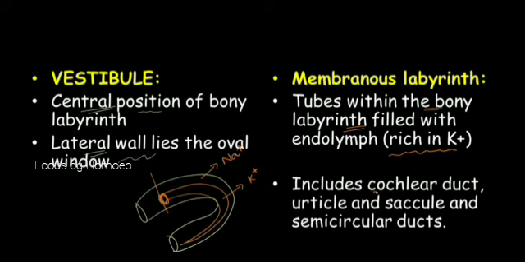It includes the cochlear duct, utricle, saccule and semicircular ducts. Inside the semicircular canals there are semicircular ducts. Inside the bony cochlea we can see the cochlear duct, and inside the vestibule we can see the utricle and saccule, which mainly help in equilibrium. Okay.